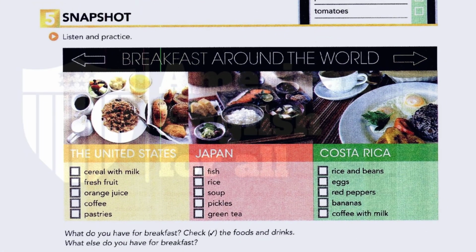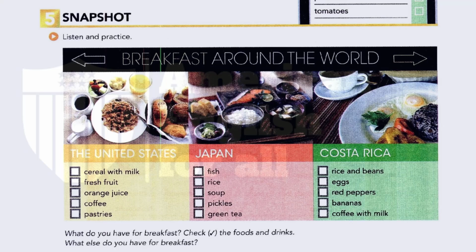Page 60. Exercise 5. Snapshot. Listen and practice. Breakfast around the world. The United States. Cereal with milk. Fresh fruit. Orange juice. Coffee. Pastries.